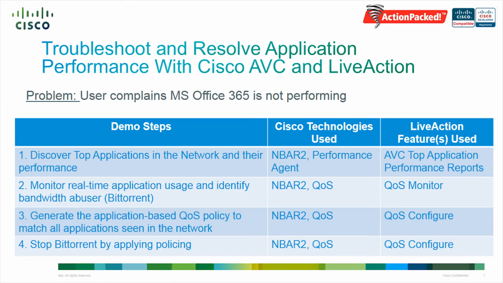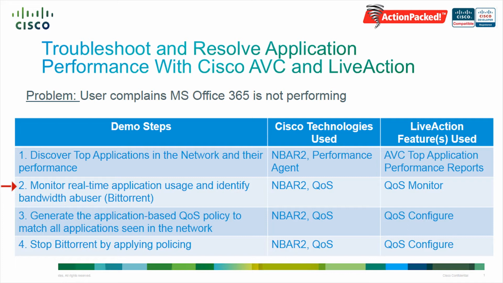He can use the LiveAction application performance dashboard to get a history of top applications in the network. You can also drill down into the application performance metrics to determine that Office 365 is slowing down because BitTorrent is consuming a lot of the WAN bandwidth. You can then go to the device and monitor real-time application usage on the link.